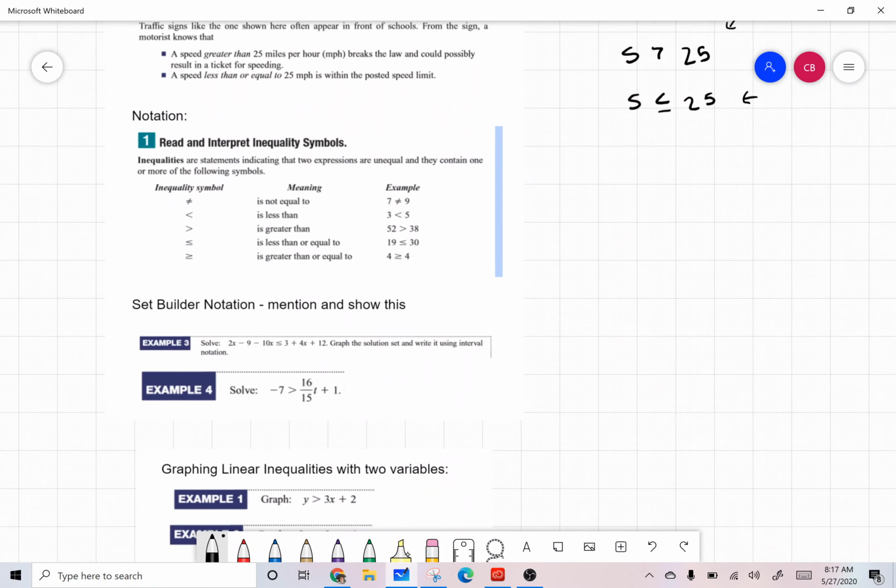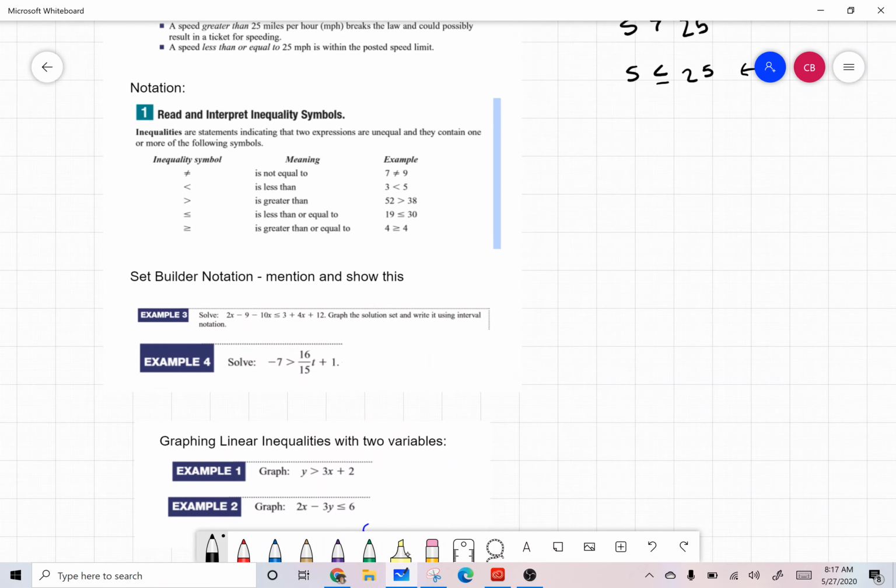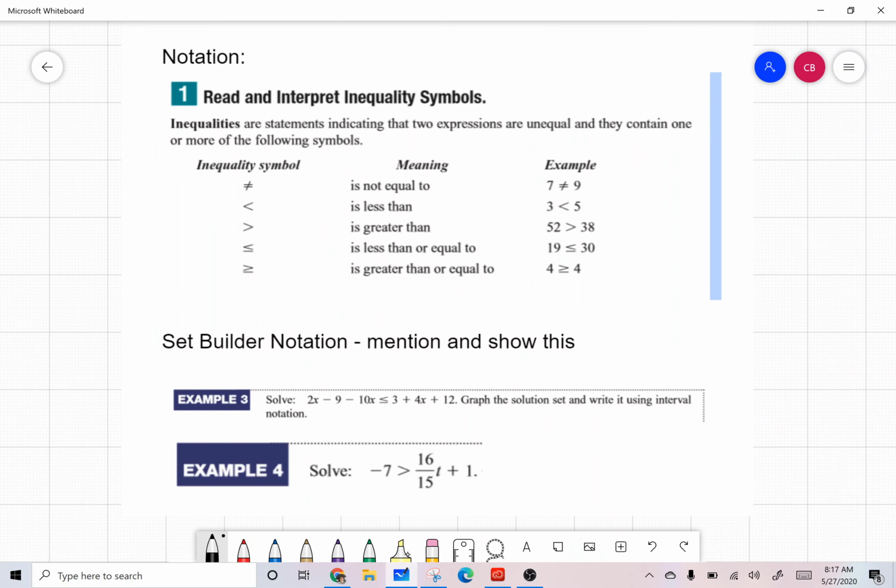There's a little bit of notation you have to understand. If you have the not equal to sign, that's this first one. It just means that they're not equal, like 7 is not equal to 9. Less than is just 3 is less than 5. Greater than is 5 is greater than 3, then greater than or equal to, and less than or equal to. So hopefully you know the difference between those. That equal to includes the bar underneath it. The ones without the little bar underneath it are just strictly less than. So you can't say 25 is less than 25, but you can say 25 is less than or equal to 25.